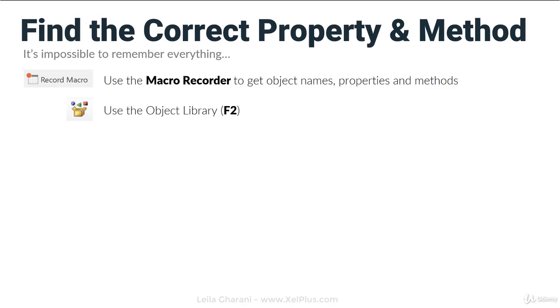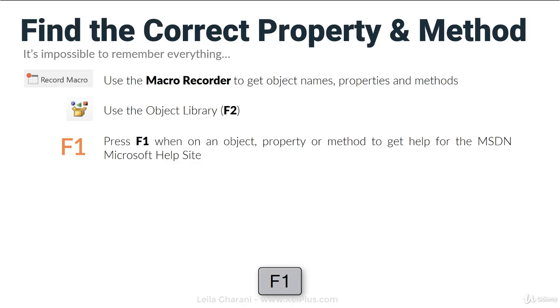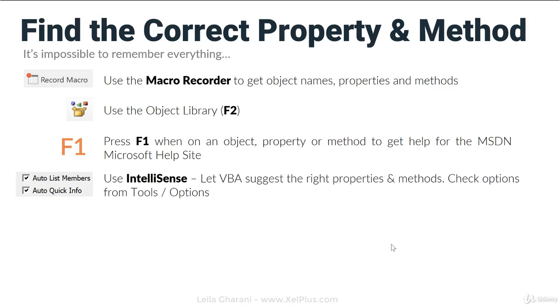If you want to dig deeper, you can use the object library. So the shortcut key for that was F2. The F1 key takes you directly to the Microsoft Help website and provides more information on that specific object, property, or method that is currently active. So I'm going to show that to you in a bit how it works. You also usually get examples that are included there as well, which can be really helpful.